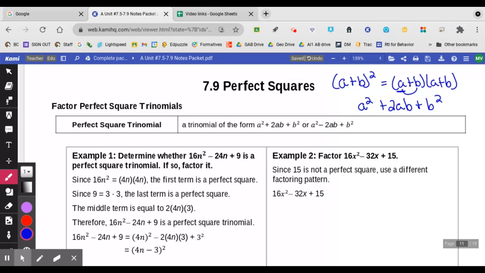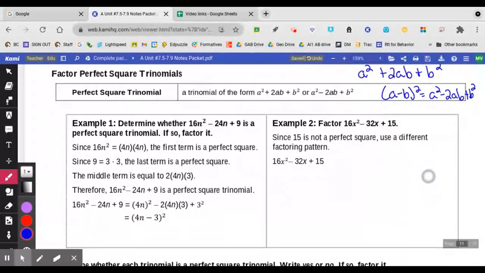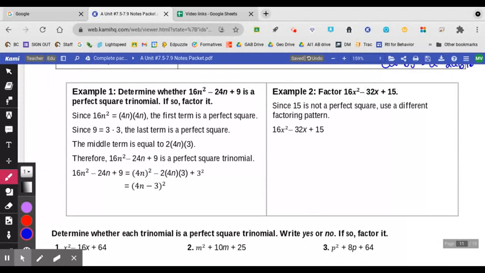So if it's a plus b times a plus b, it's plus 2ab. If it's a minus b squared, it's minus 2ab. So now what we're going to talk about today is identifying that and factoring it if we know that. In order to identify it, we want to look at the first term.